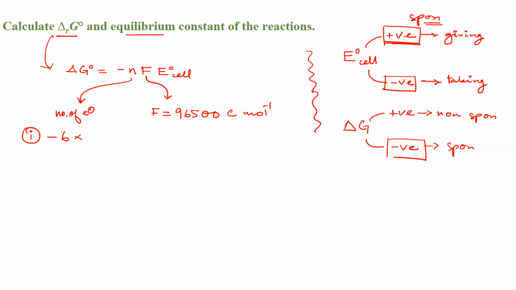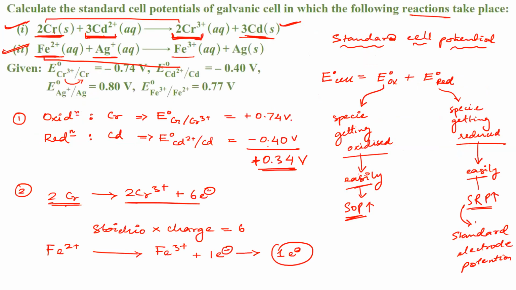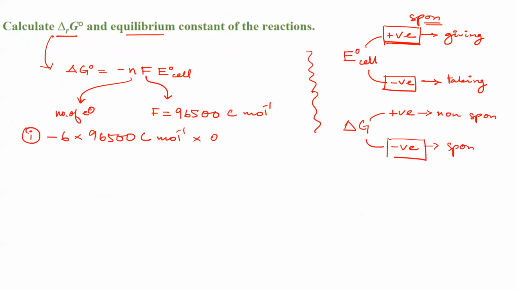Fine. So here we have minus 6 into the Faraday's constant, which will be 96500 coulombs per mole, multiplied by E0 cell, what we have got here, 0.34. Now, actually, the number of electrons will be 6 moles, because whenever we write reactions, they are in terms of moles. This mole and mole will cancel out each other.